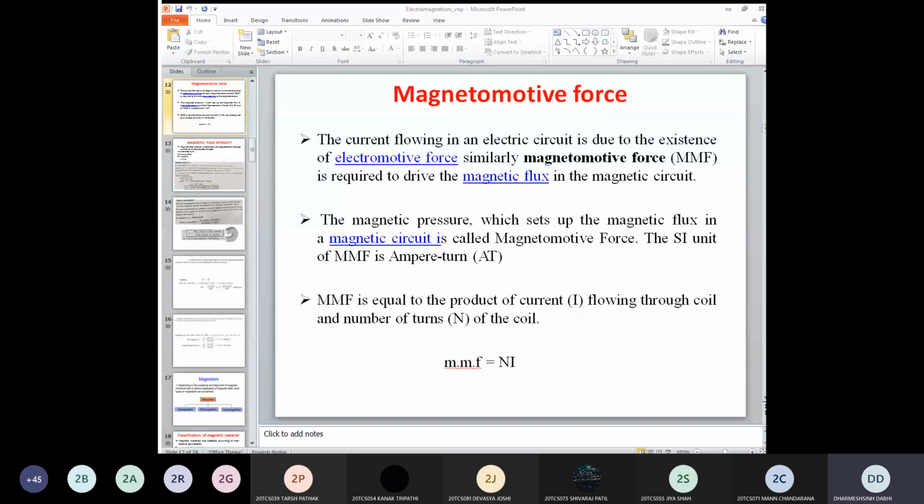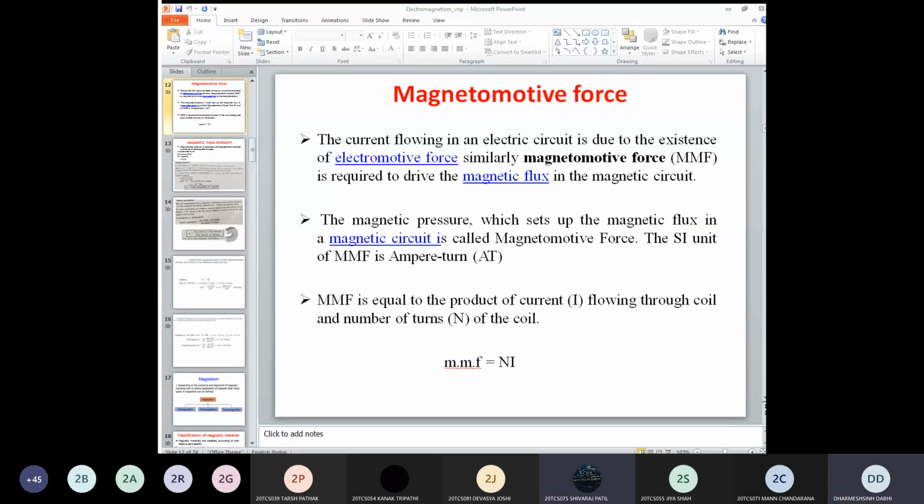The next term is magnetic field intensity. How can you analogize this term, magnetic field intensity, in the electric circuit? Which term in the electric circuit can you analogize with magnetic field intensity? Yes, anyone?